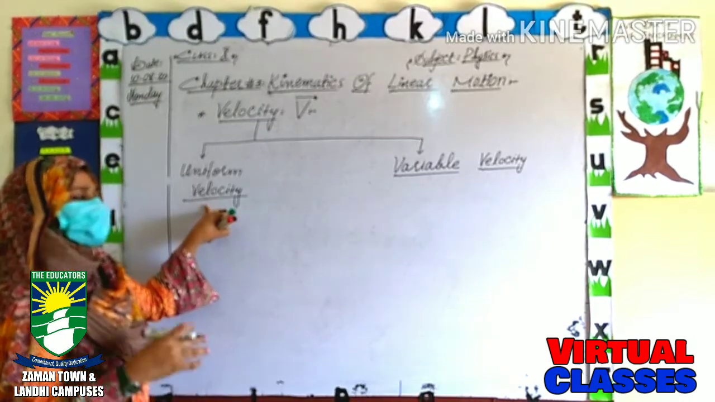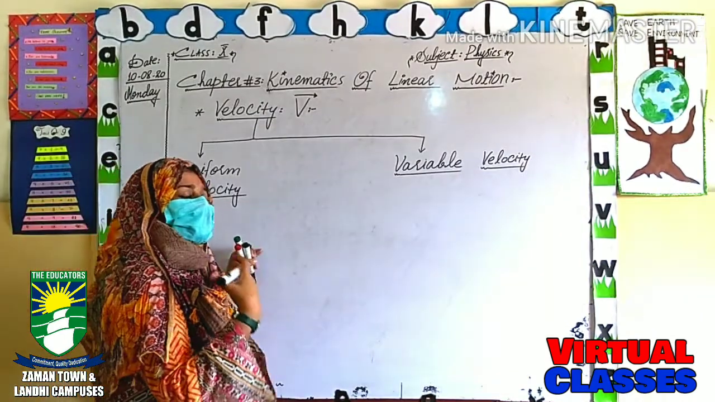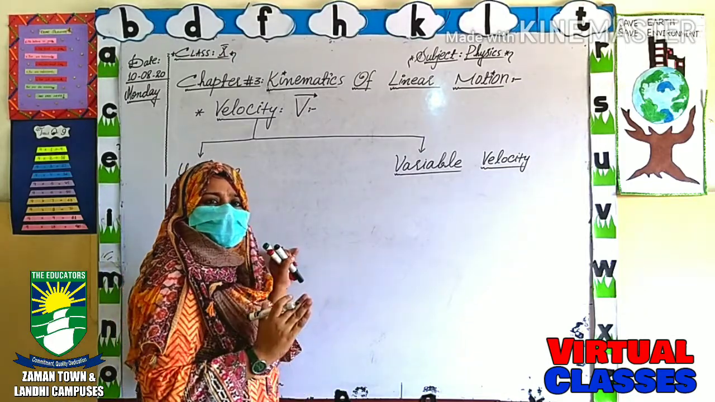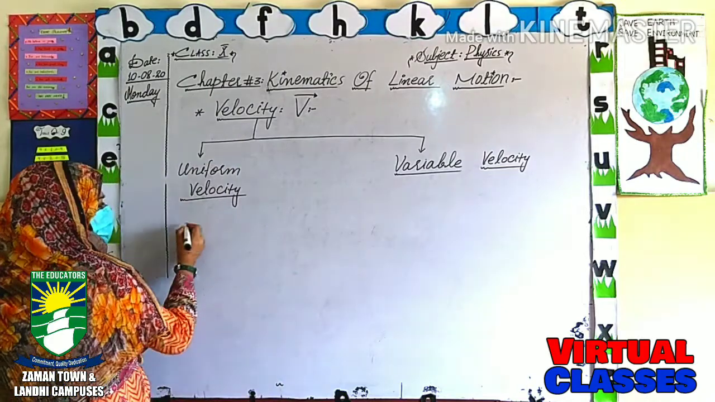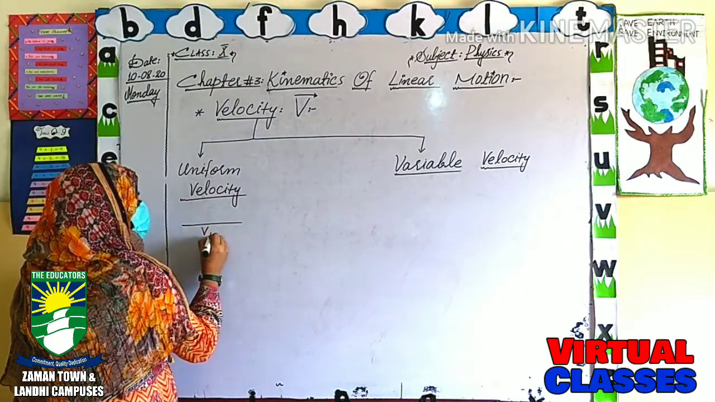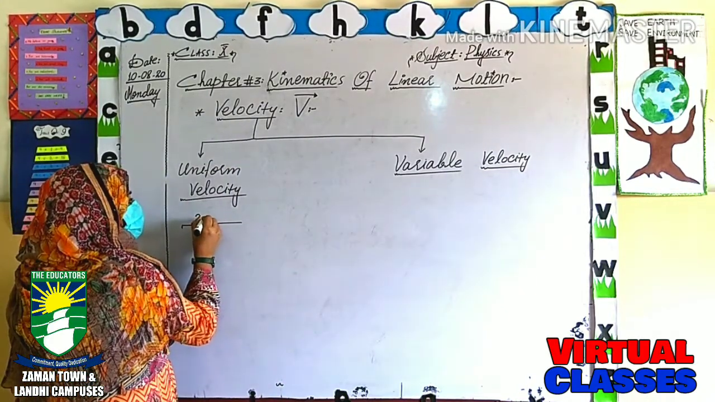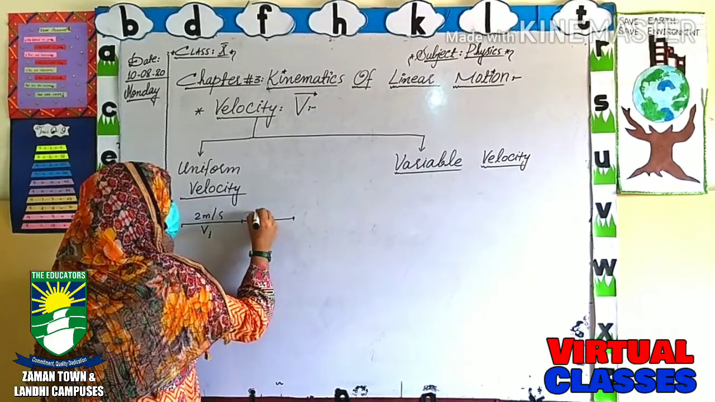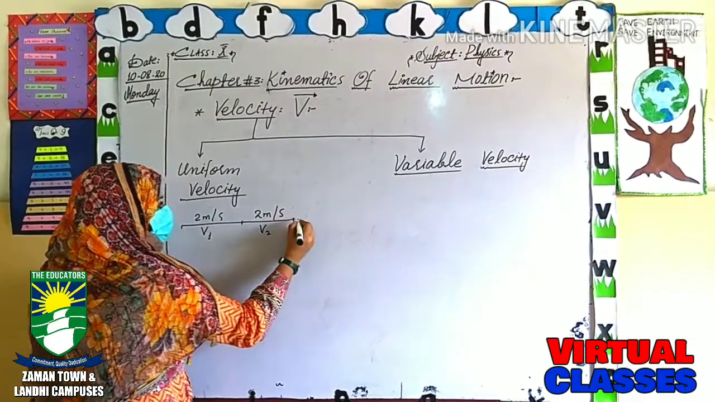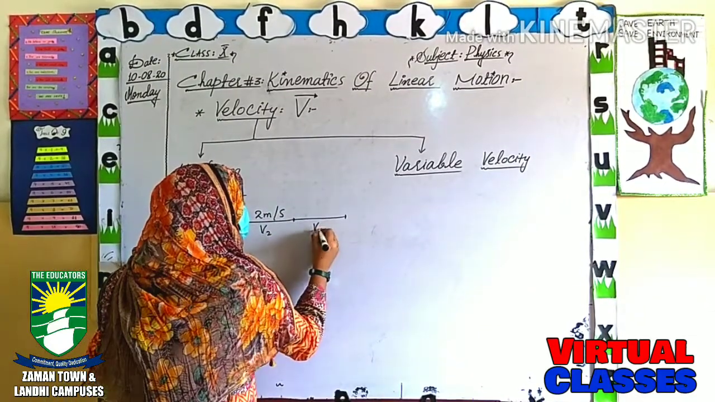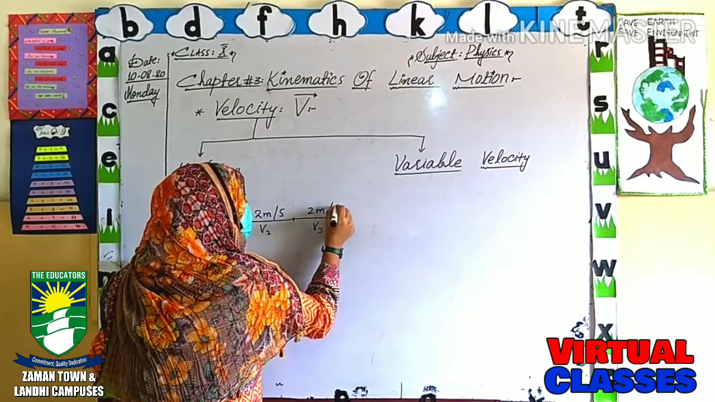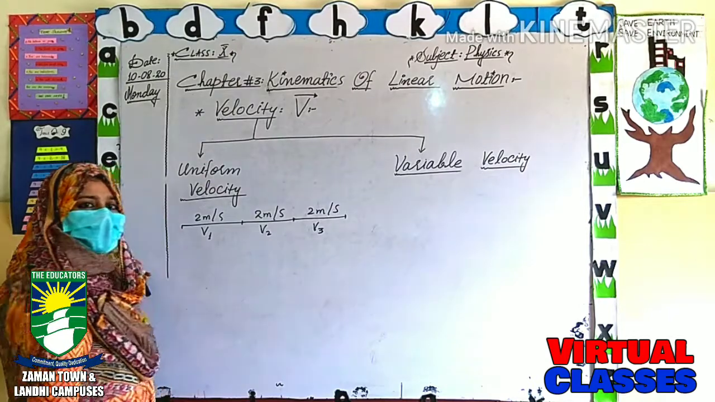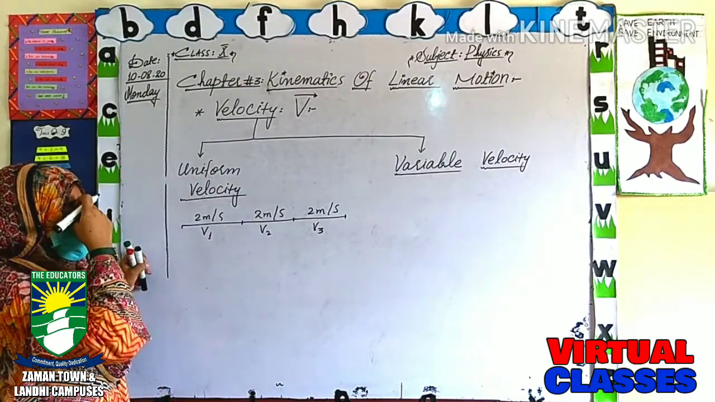Uniform velocity means the velocity will not change. It will be moving with the same velocity. You can see v1, the first velocity, is 2 meter per second. The second velocity, v2, is also 2 meter per second. The third velocity, v3, is also 2 meter per second. You can see here the velocity is not changing in any case. It is moving with constant velocity.